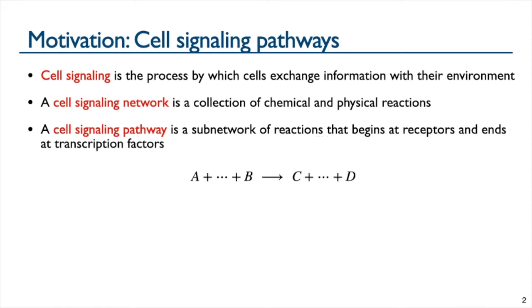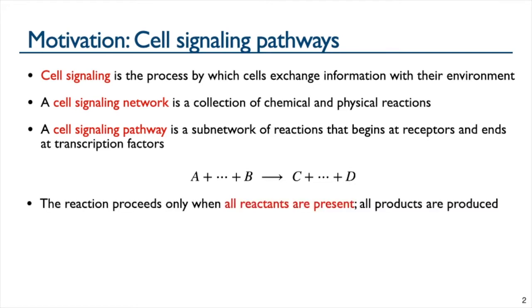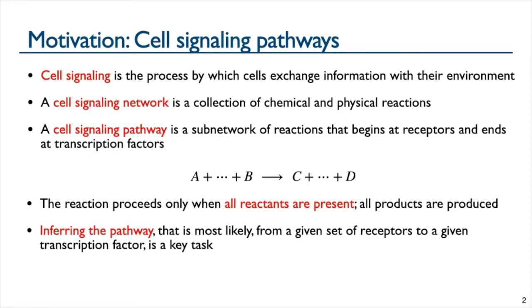The reactions that make up these signaling pathways have this general form, with the reactants, here A through B, on the left, and the products, here C through D, on the right. The reaction will only proceed when all reactants on the left are present, and when it does, all products on the right are produced. Inferring the most likely series of reactions, or pathway, from a given set of receptors or sources to a given transcription factor or target is a key task.